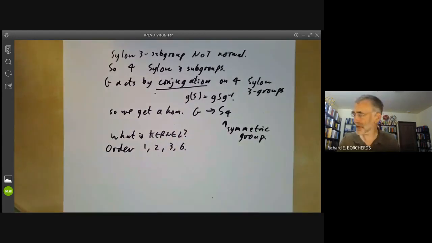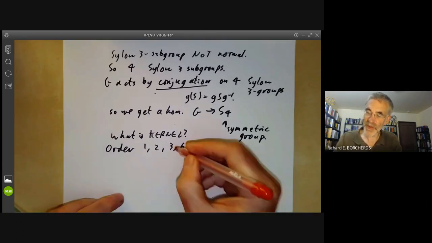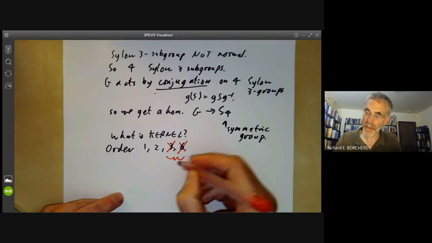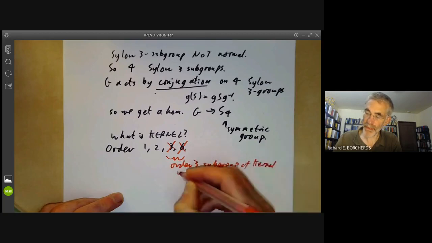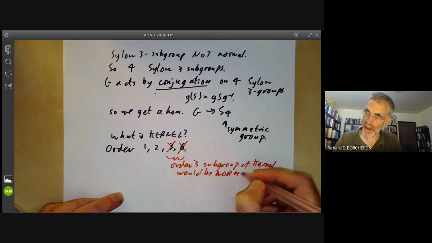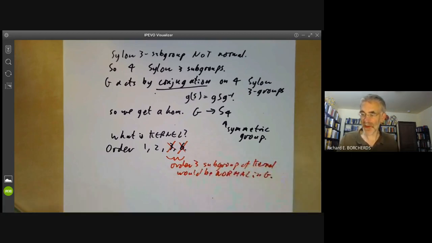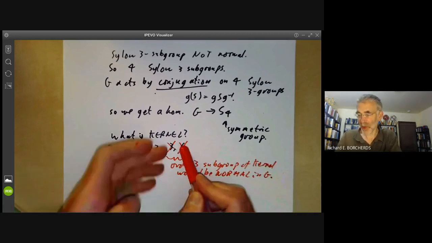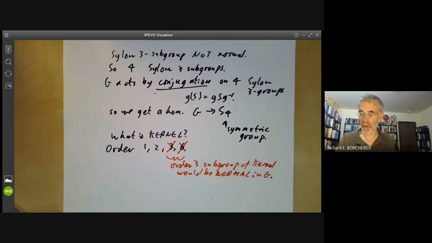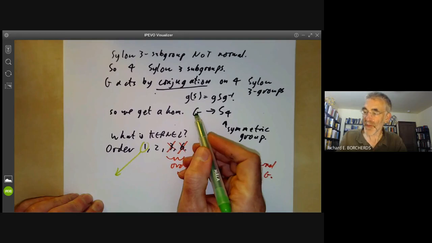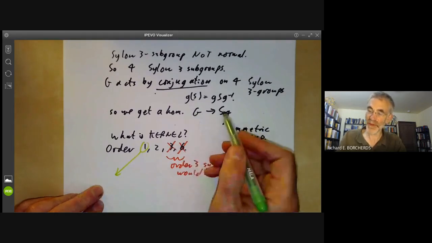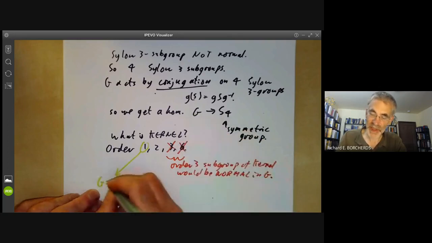Well, it can't have order 3 or 6 because if the kernel had order 3 or 6, an order 3 subgroup of the kernel would be normal in G. As you can easily see, a group of order 6 has a subgroup of order 3 that would be fixed under all automorphisms of this group of order 6, so it'd have to be a normal subgroup of G. So the kernel has order 1 or 2, and both of these cases can occur. First of all, the case when the kernel is order 1 is rather easy, because if the kernel is order 1, then we've got a map from a group of order 24 to a group of order 24 with trivial kernel. So this implies G must actually be equal to the symmetric group.